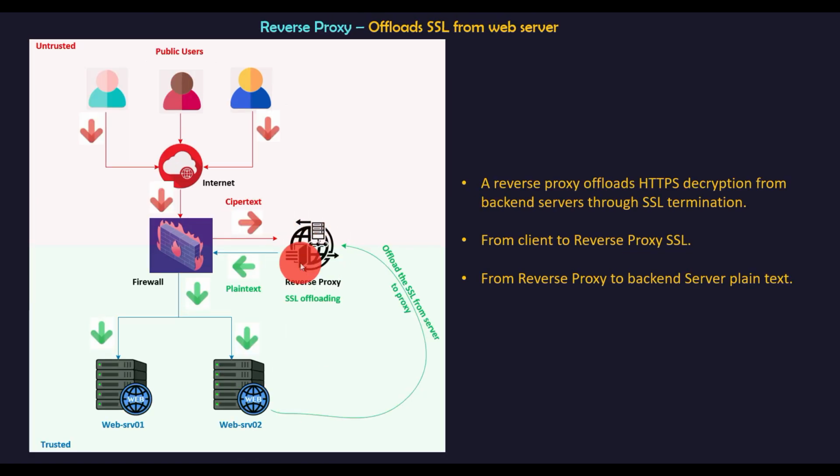Also, a reverse proxy offloads HTTPS decryption from the backend servers through SSL termination. In this case, the connection from the client to the reverse proxy is HTTPS. And the connection from the reverse proxy to the backend server is plain text. In this way, the web servers offload the SSL part to the reverse proxy.